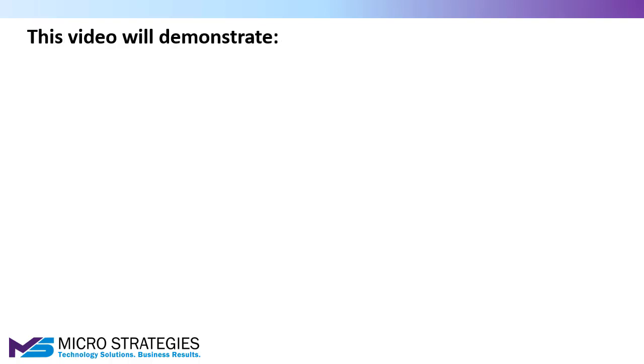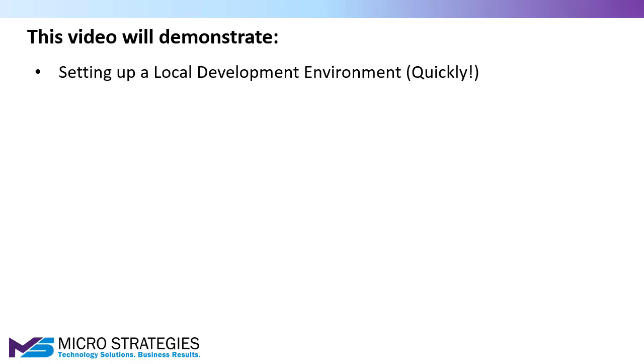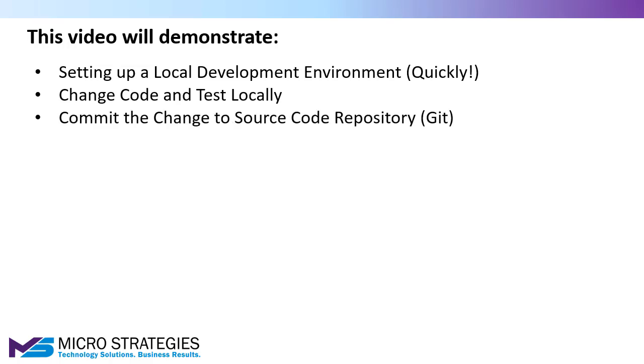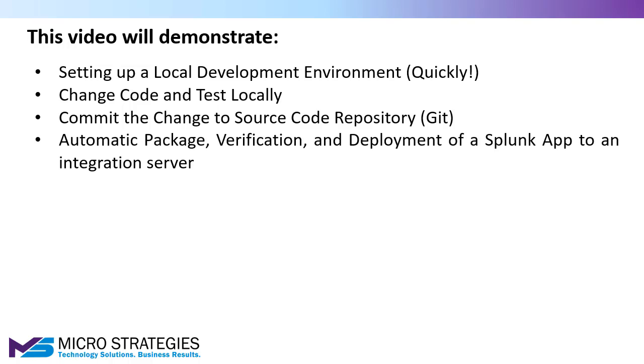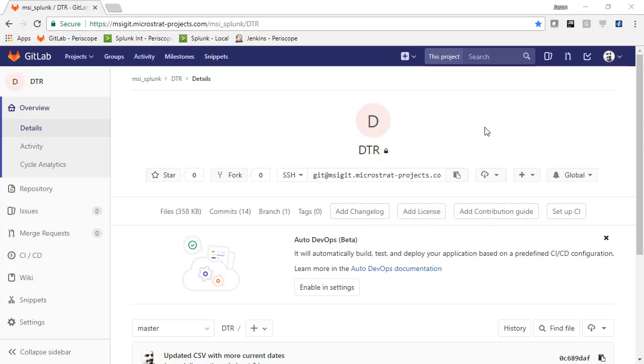In this video, we will demonstrate setting up a local development environment and doing so quickly, changing code and testing locally, committing the change to a source code repository like Git, and the automatic packaging, verification, and deployment of a Splunk app to an integration server. So let's get started. First, let's go to our source control system.